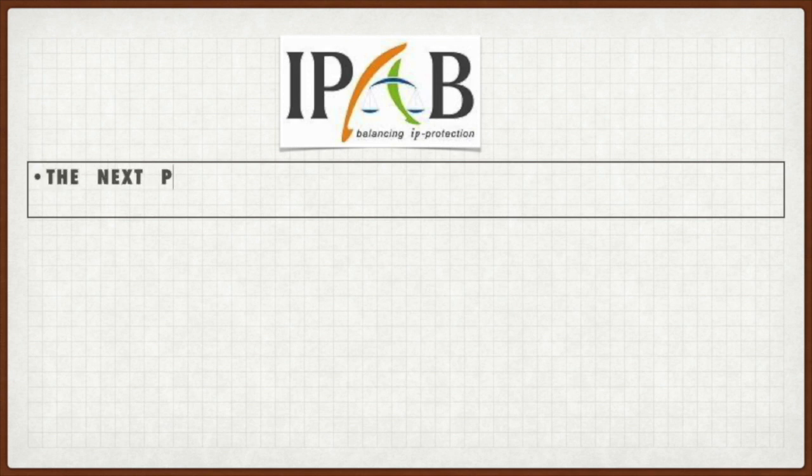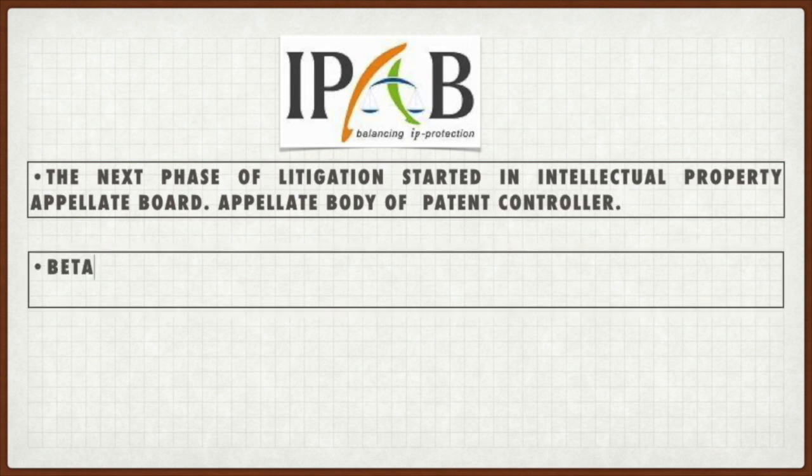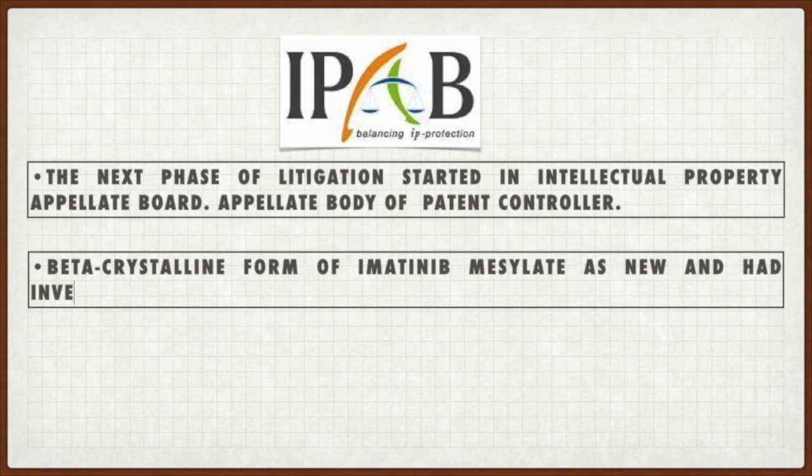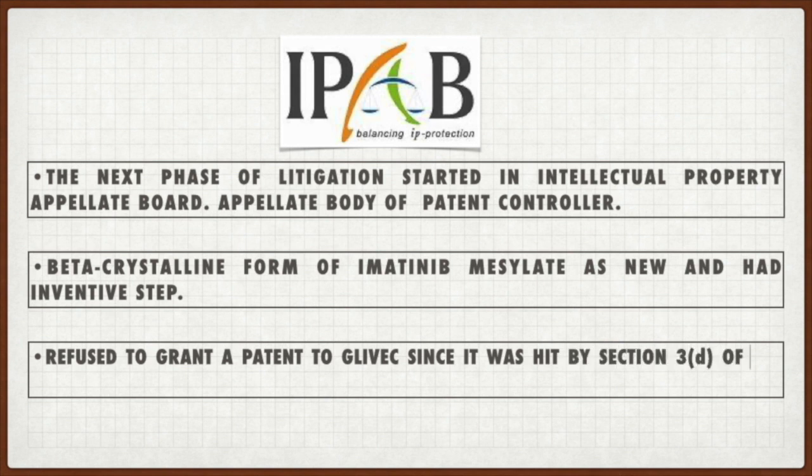Then Novartis filed an appeal before the Intellectual Property Appellate Board, which is the appellate body of the patent controller. When this appeal was filed, the Intellectual Property Appellate Board said that yes, the beta crystalline form of imatinib mesylate, that is Glivec, is new and has an inventive step. But still, they said we cannot grant a patent to Glivec because it is hit by Section 3D of the Indian Patent Act. Since Section 3D is coming into the picture, we cannot grant a patent to your particular product. So again, Novartis is not getting a patent.